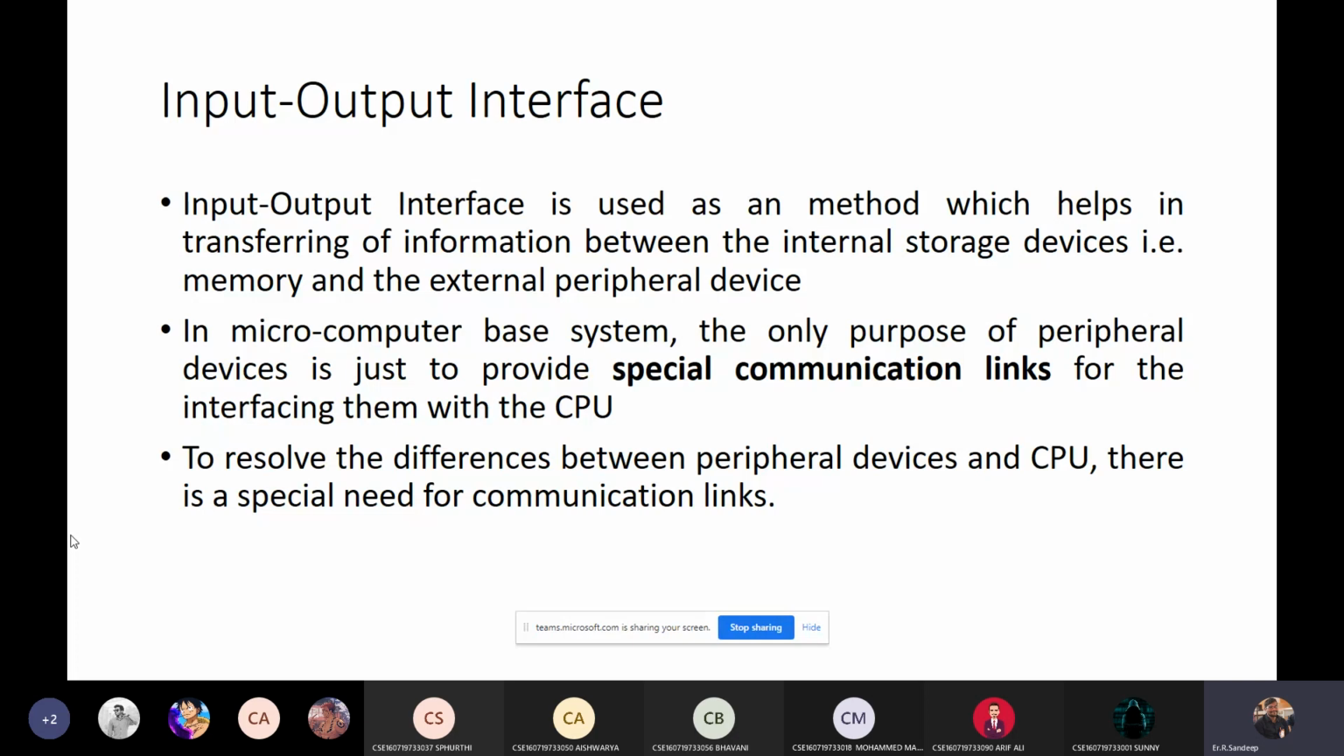For example, the microprocessor will understand the electronic signals, whereas the keyboard will understand the electromagnetic signals. So there is a lot of difference between electronic signals and electromagnetic signals. So here, the device which we are implementing will always understand the electromagnetic signals.